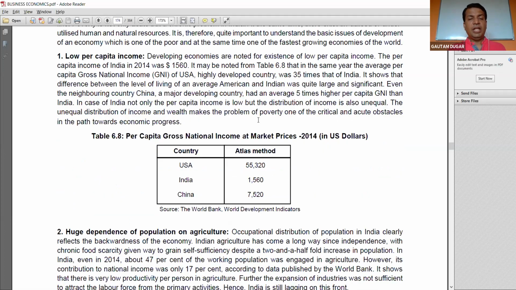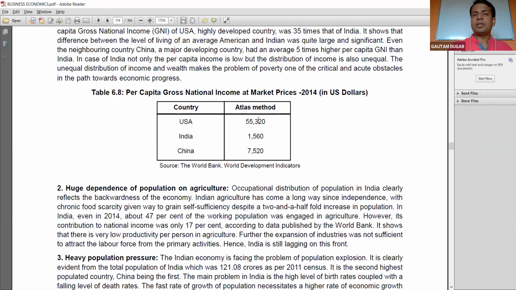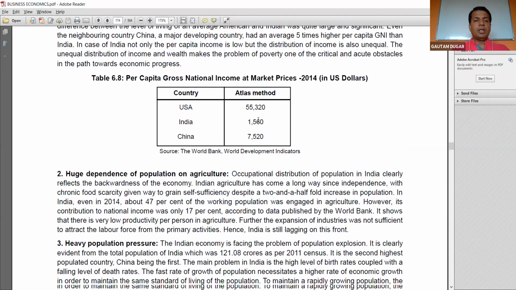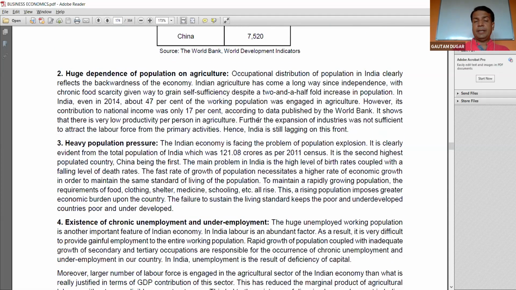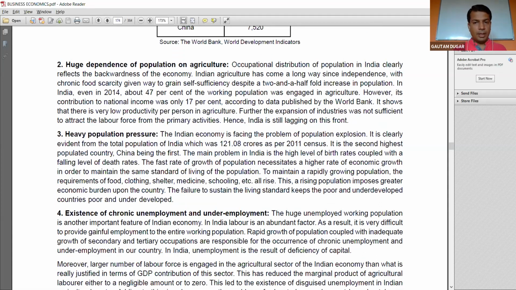Huge dependence of population on agriculture. Yes, a large part of the population was earlier dependent on agriculture. Now also we have a huge percent of the population working in agriculture. Overall population ratio is very high. We are the second largest populated country, only after China.